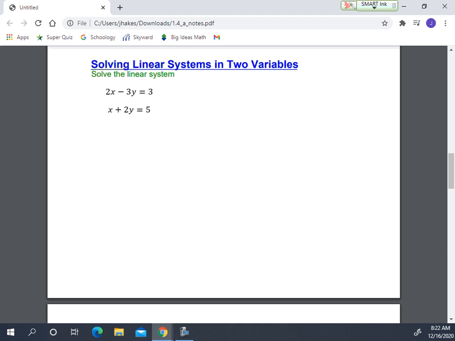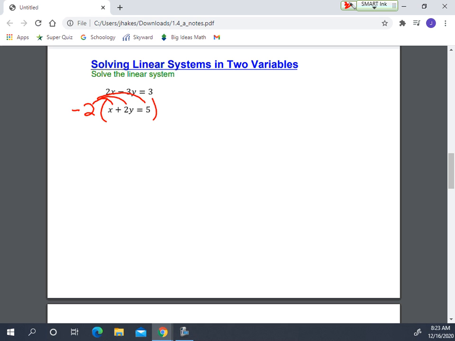So what am I going to do? Well, I see that this is like 1x, and 1 and 2 are very easy to get between. How can I get from 1 to 2? I can multiply this bottom equation by 2, because 2 times x would give me a 2x. But I want the opposite of 2x. What's the opposite of 2x? Negative 2x. So I'm going to multiply this entire equation by negative 2.